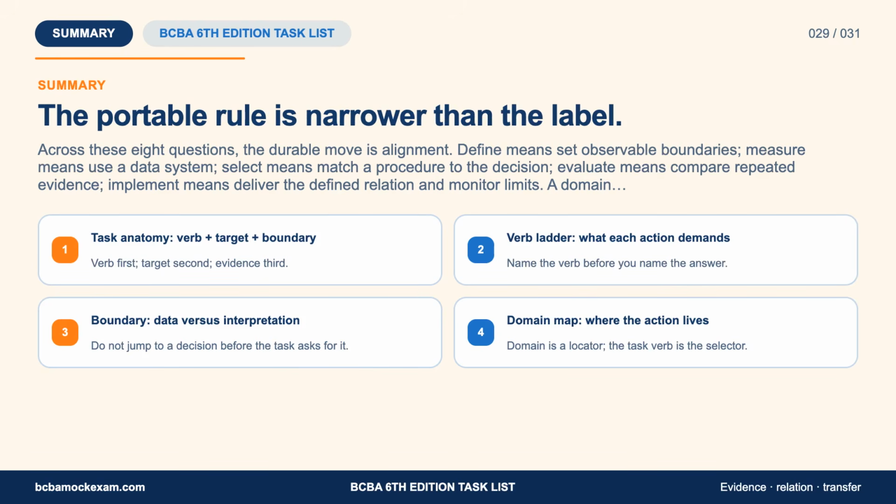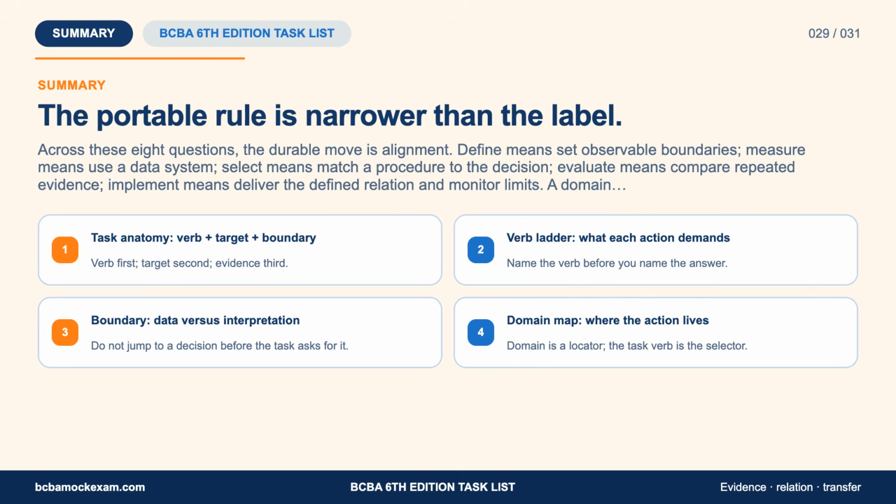Across these 8 questions, the durable move is alignment. Define means set observable boundaries. Measure means use a data system. Select means match a procedure to the decision. Evaluate means compare repeated evidence. Implement means deliver the defined relation and monitor limits. A domain label narrows context, but does not choose the answer by itself.